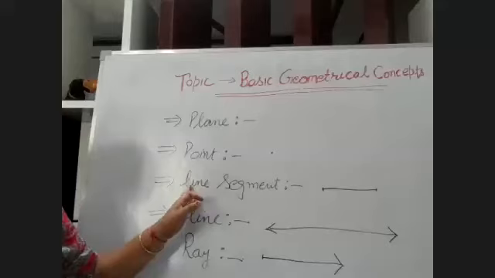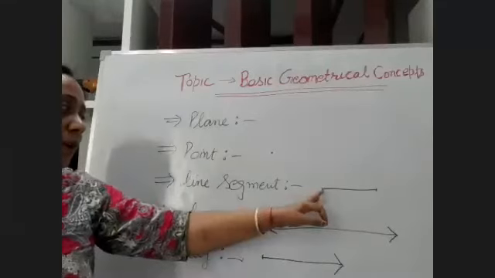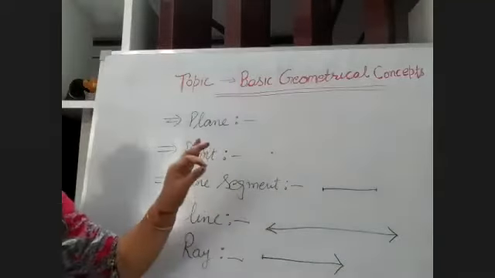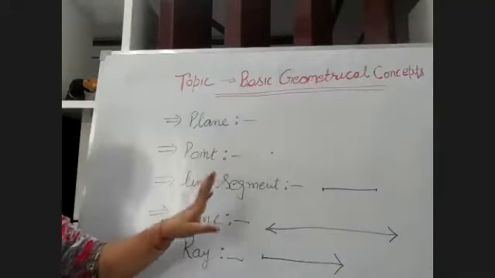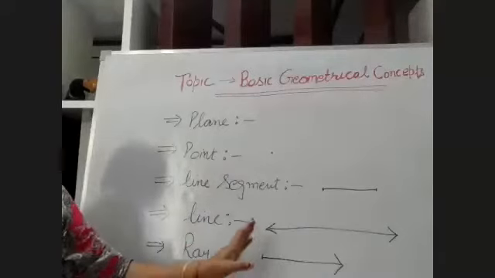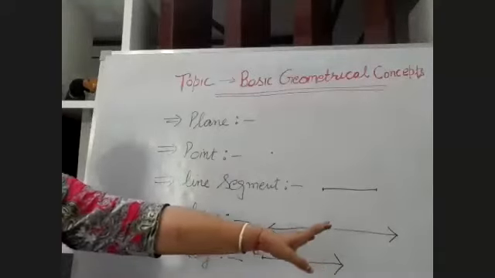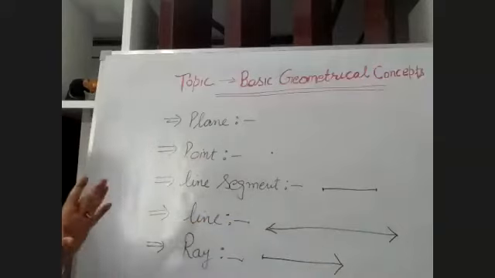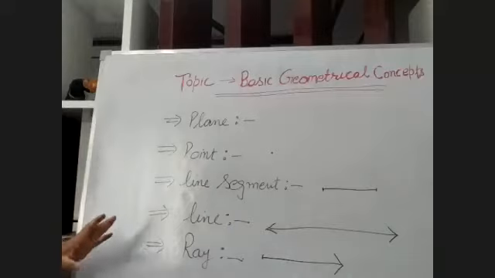A line segment has 2 endpoints: initial and end point. A line has no endpoint and no initial point. In a ray, we know the initial point, but we don't know the end point. You can extend a ray in one direction. Clear, students?